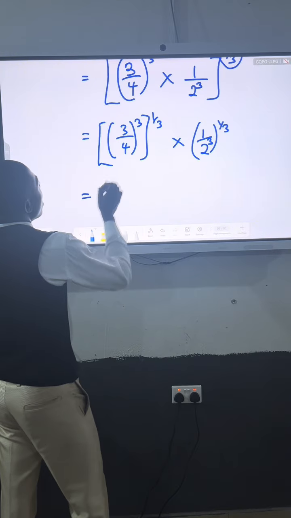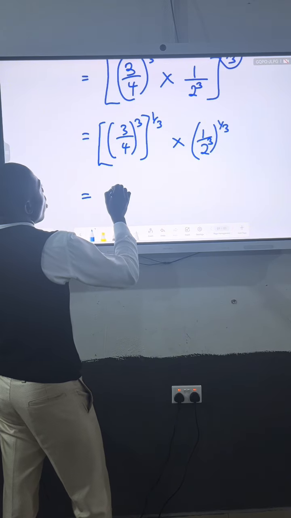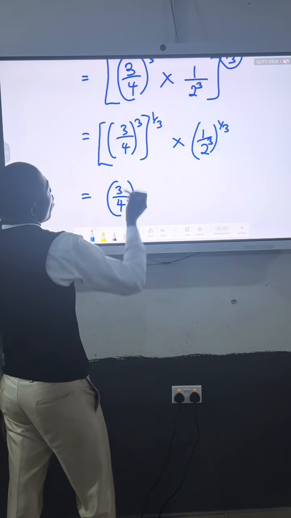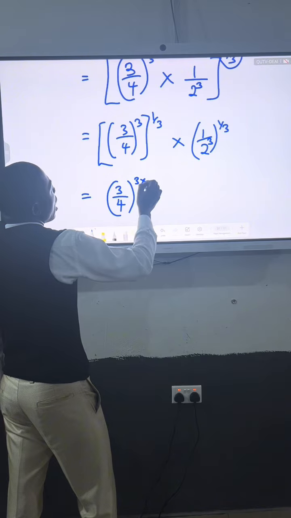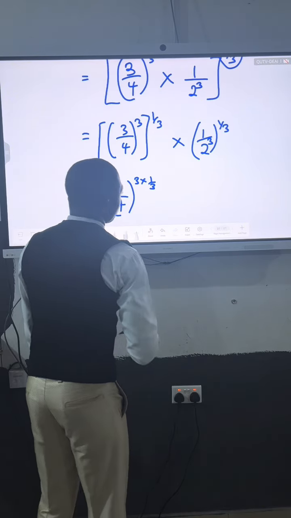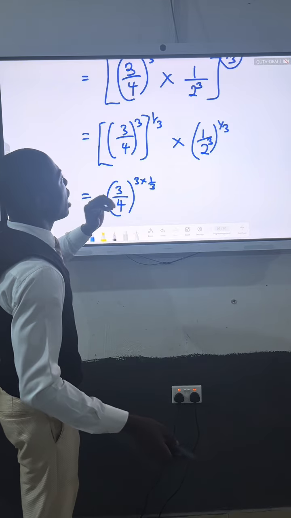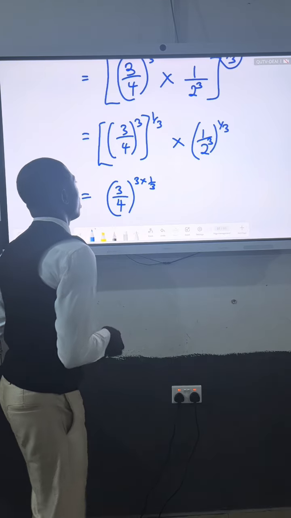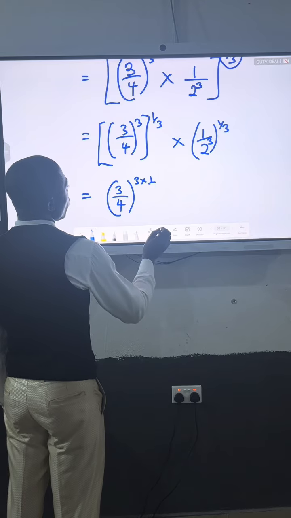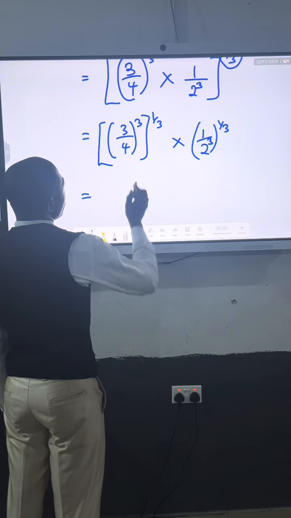Now, that means this one will become 3 over 4. 3 over 4 will come out, and then we multiply the powers together, 1 like this. Now, if you don't want it that way, please do it this way. If that is a challenge, you can handle it this way.